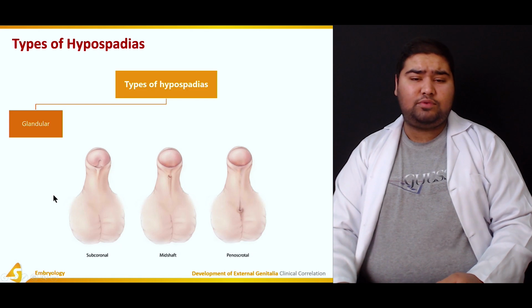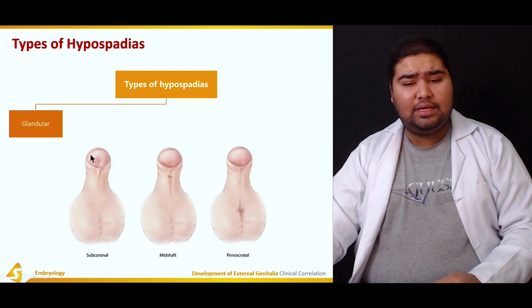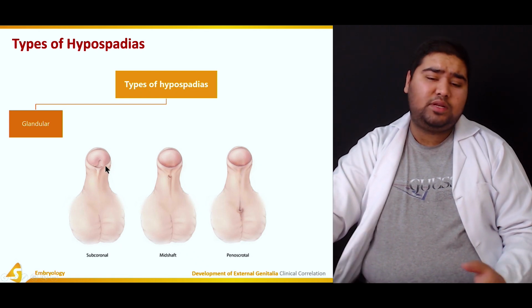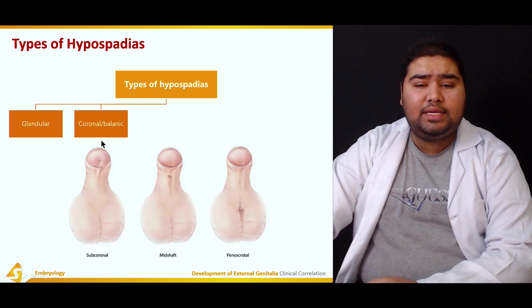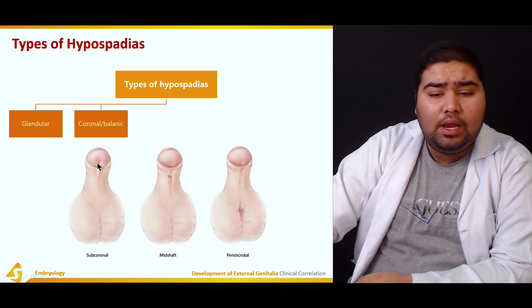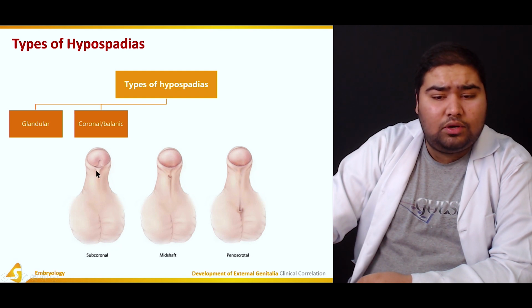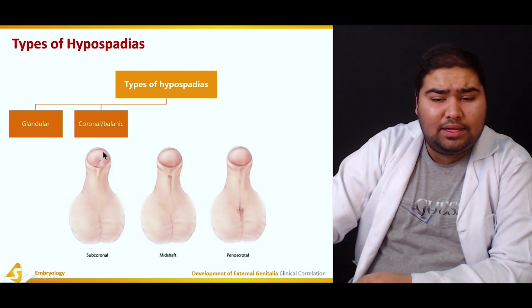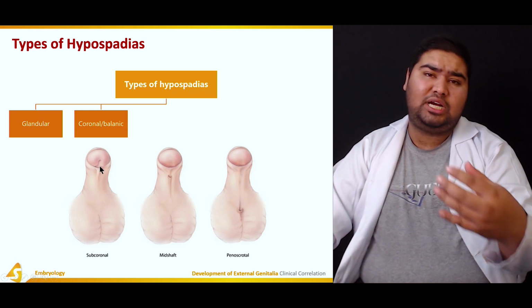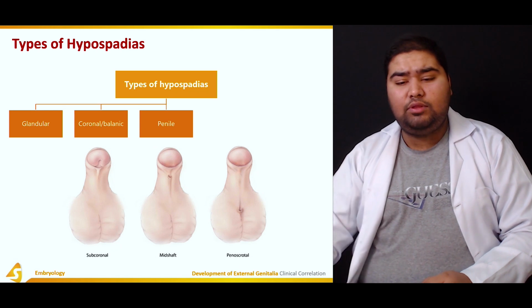So, various types of hypospadias. It can be glandular, which lies within the substance of the glans, but not at the tip. Then it can be coronal or balanic, which is also known as subcoronal. It lies at the level of the coronal sulcus. Here you can see this is the level, which is the junction of the glans penis with the shaft of the penis.